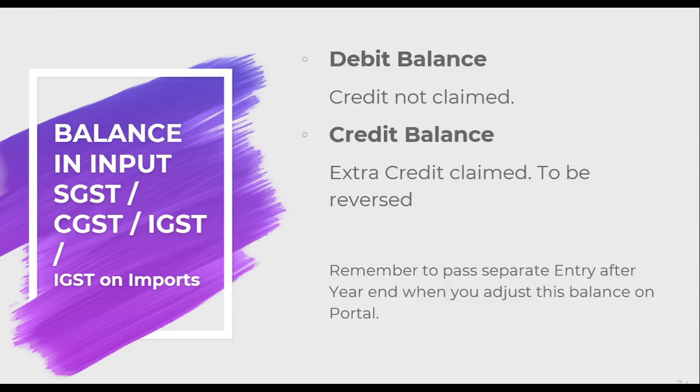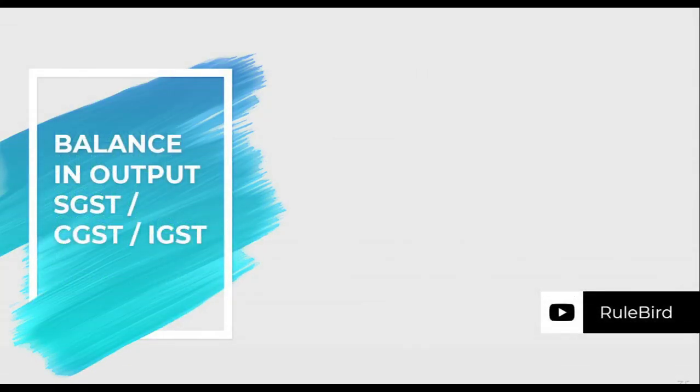As mentioned earlier, we will be passing our entry every month when we are doing GSTR3B returns. So don't combine this balance entry with those entries. Pass one separate entry, so you will know that this was my debit balance which I had not claimed, and now I am claiming that. Whenever you are claiming those, remember to pass one separate entry, don't combine it with our regular monthly entries.